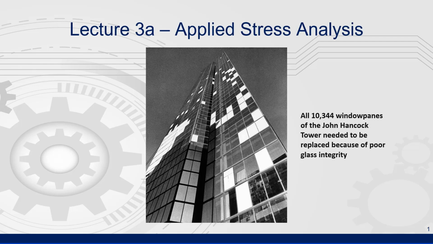In this example, every one of the window panes in the John Hancock Tower in Boston had to be replaced due to poor structural integrity. Fortunately, the engineers found their error before any injuries occurred, but the expense was about $7 million.